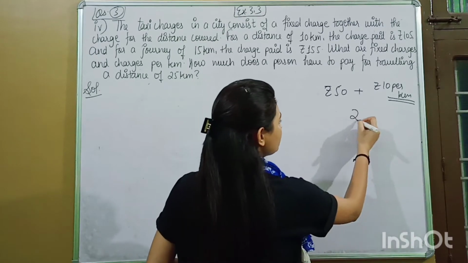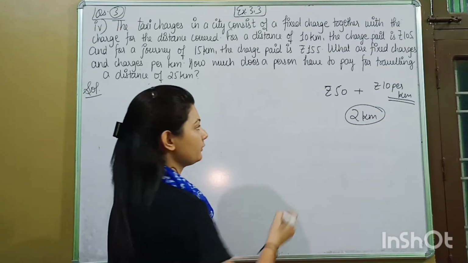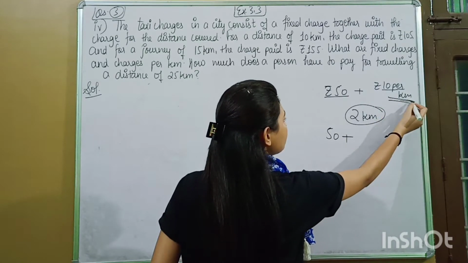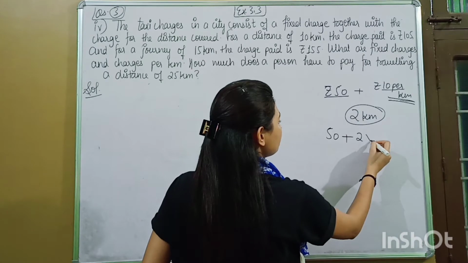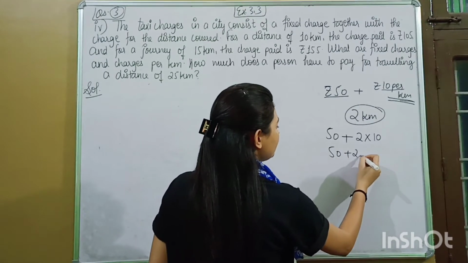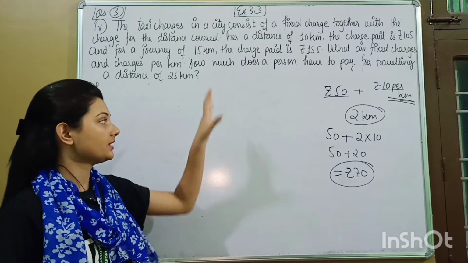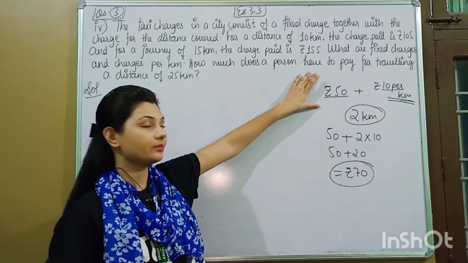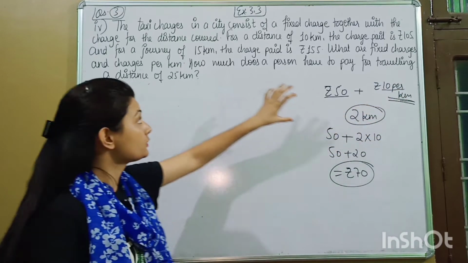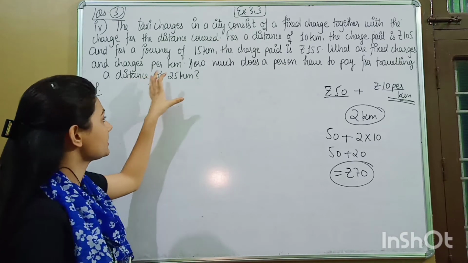Suppose you have traveled 2 kilometers. Now the total charge you will have to pay is rupees 50, the fixed charge, and the charge per kilometer was 10 rupees. So for traveling 2 kilometers, this 10 will be multiplied by 2, that is 50 plus 20, so you will have to pay rupees 70. This question is based on this form: some charge is fixed and some charge you pay for the distance you travel. So here we have to find the fixed charge and also the charge per kilometer.